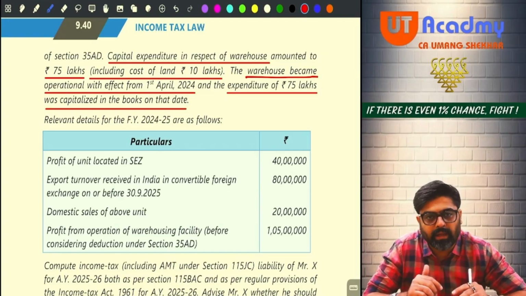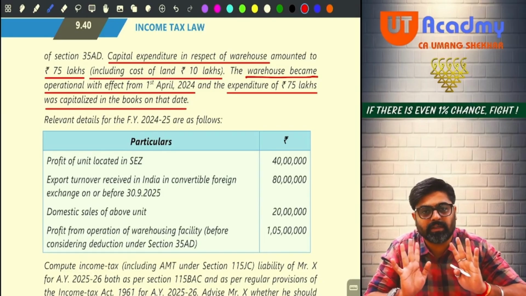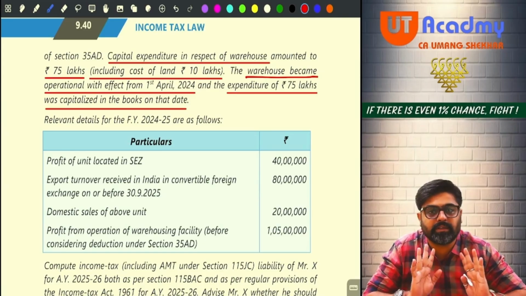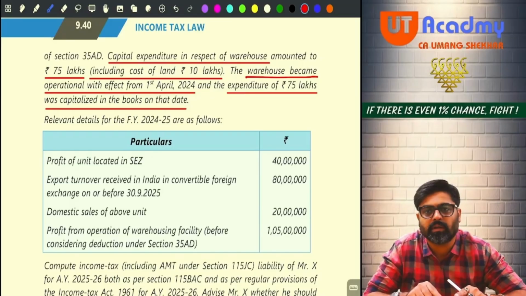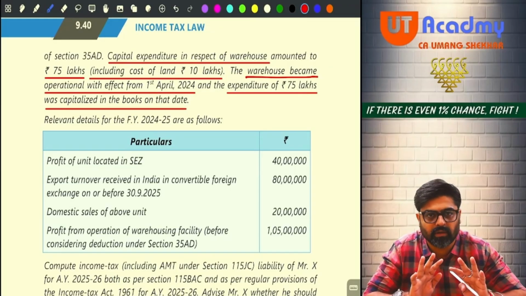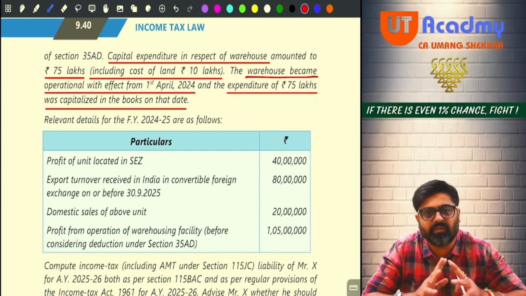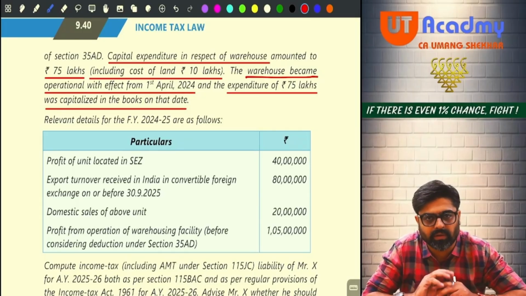Okay, no? So any pre-commencement capital expenditure on your specified business is also allowed as a deduction in the year in which the business is commenced, provided it is capitalized in the books. So this is the first year, 24-25 is the first year. In this year, the pre-commencement capital expenditure will be allowed as a deduction because it was capitalized in the books. But the entire capital expenditure cannot be claimed. Only 65 lakhs will be allowed because out of 75 lakh, 10 lakh was the cost of land. Okay, no, that cannot be claimed as a deduction under 35AD.